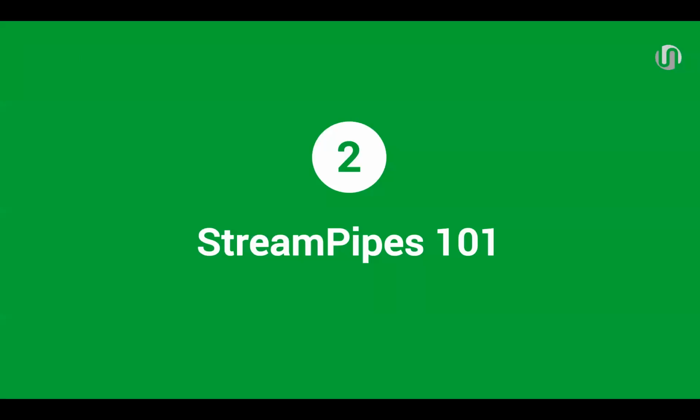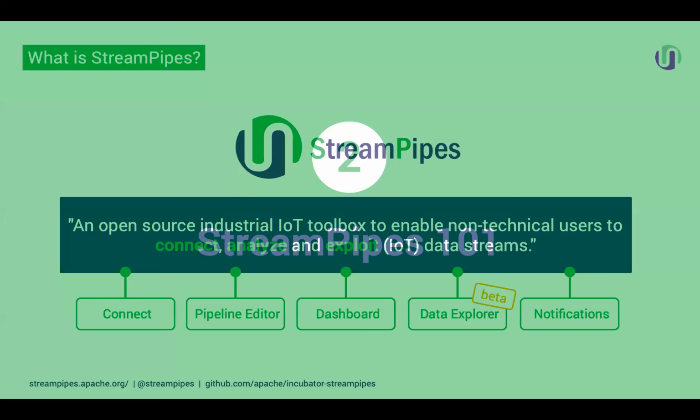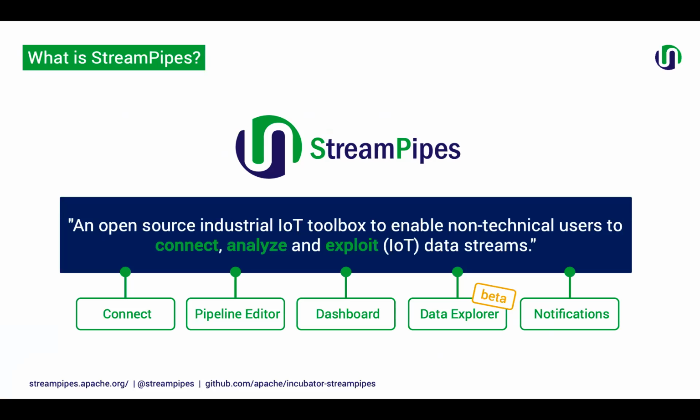Then a brief overview of StreamPipes. So what is StreamPipes? StreamPipes is an open source industrial IoT toolbox that enables non-technical users to connect, analyze, and exploit IoT data streams. We have different modules in our system to first connect data. Then we have a pipeline editor that can be used to perform analytics pipelines on those data streams, and the results of those pipelines can be shown in dashboards, for example.